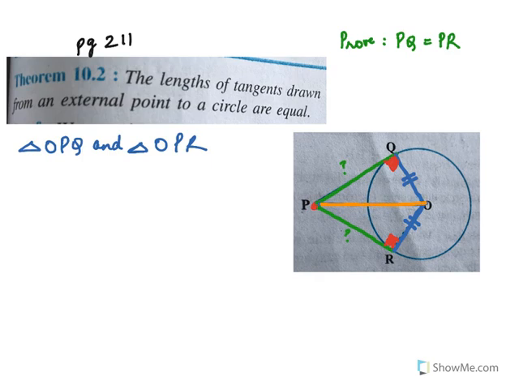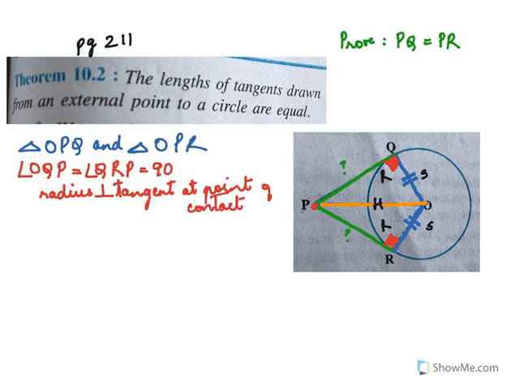So by which theorem? We have right angles, the hypotenuse is common, and the sides are equal. So by RHS the triangles are congruent. So here I write angle OQP equal to angle ORP, which is equal to 90. So we have OQP, the angles are equal to 90 because the radius and tangent are perpendicular.